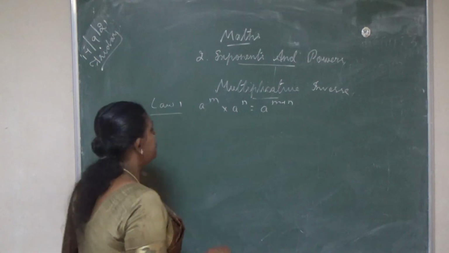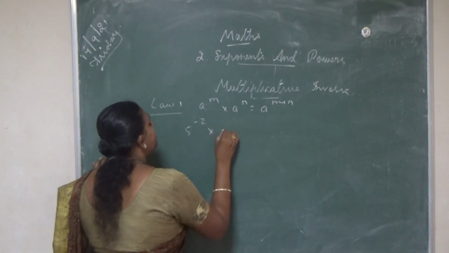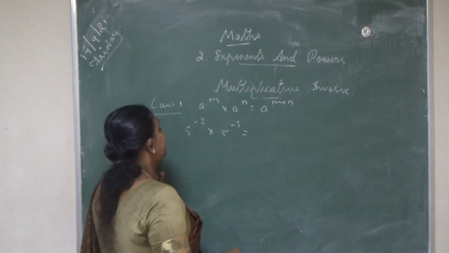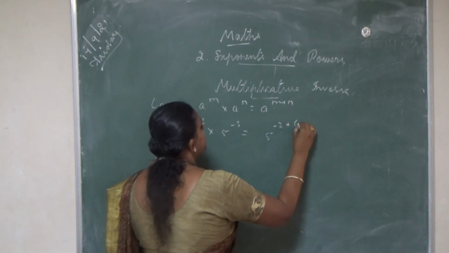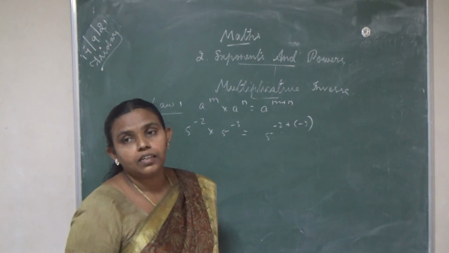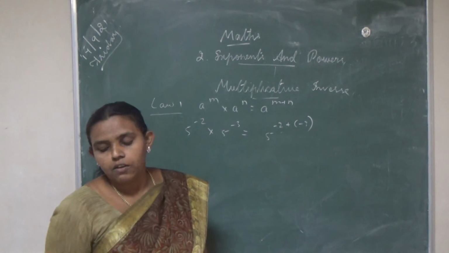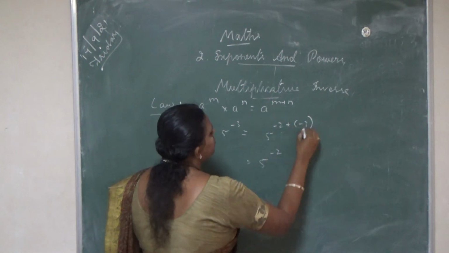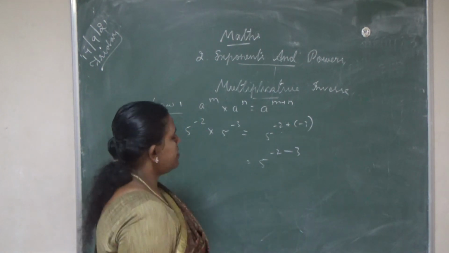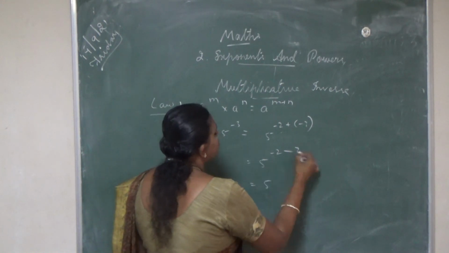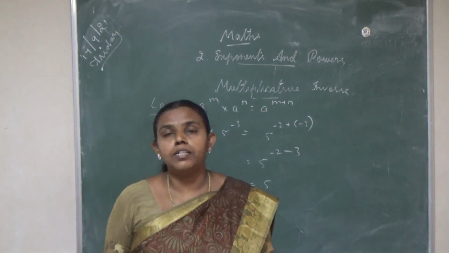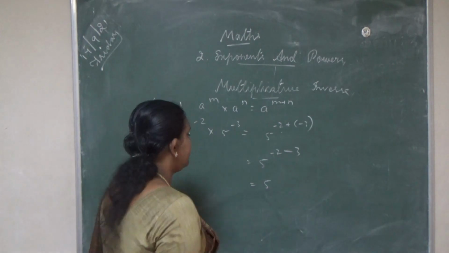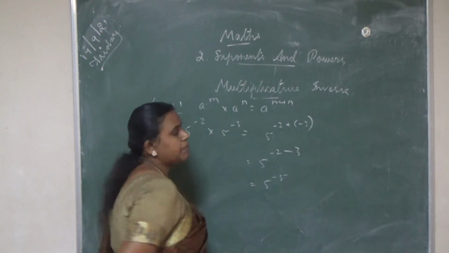5 power minus 2 into 5 power minus 3. Can you tell me 5 power minus 2 into 5 power minus 3 using this law? That is 5 power minus 2 plus minus 3. Am I right? Can I write like this? Which is equal to 5 power minus 2 plus into minus, minus 3. Which is equal to 5 power minus 2 minus 3. Tell me what is minus 2 minus 3? Same sign, add and put the sign, so that is minus 5. Minus 2 minus 3 means minus 5.